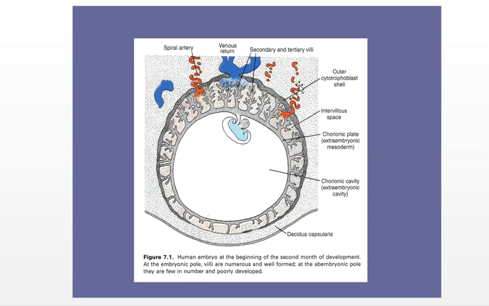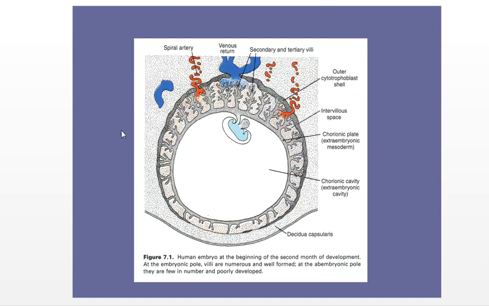In conclusion, decidua basalis is opposite the embryo, decidua capsularis is between the embryo and uterine cavity, and the rest of the decidua cells in the uterine cavity, its name is decidua parietalis.